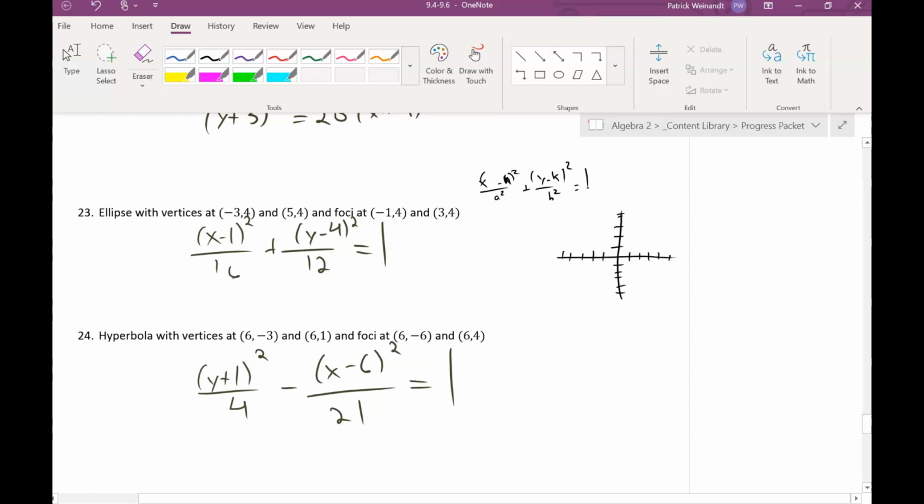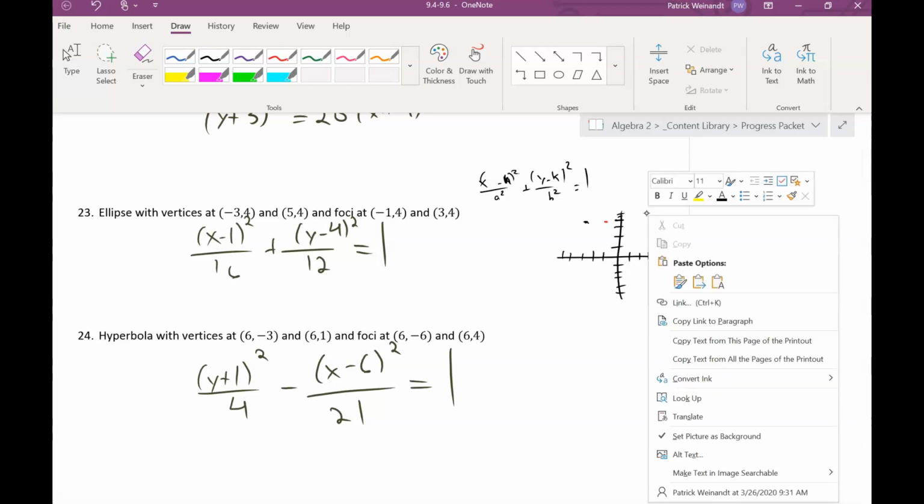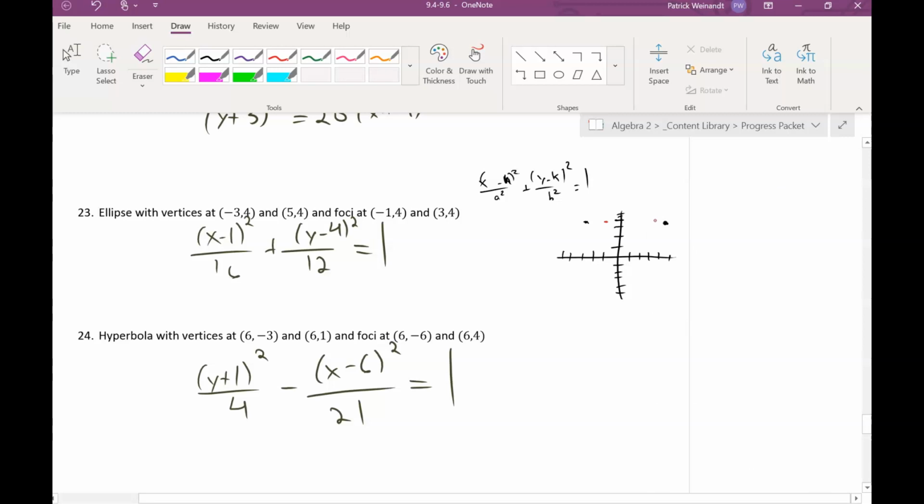Well, we plot these points if you want, and negative 3, 4 would be about here. And then we have 5, 4. These are our endpoints. Our foci are at negative 1, 4, and 3, 4. We want to find that center so we can determine the distance. Remember that a value represents the distance from the center. Then we can find our a value and our c value.